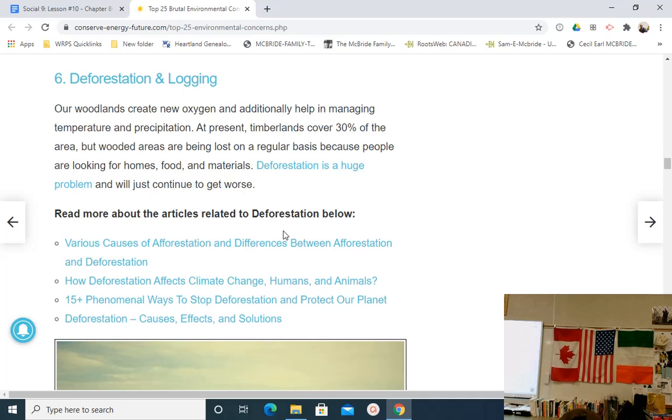Deforestation and logging is a concern, because it turns out we need oxygen to breathe, and the trees play a vital role in the oxygen system of this planet. At present, timberlands cover 30% of the area, but wooded areas are being lost on a regular basis because people are looking for homes, food, and materials. Deforestation is a huge problem.